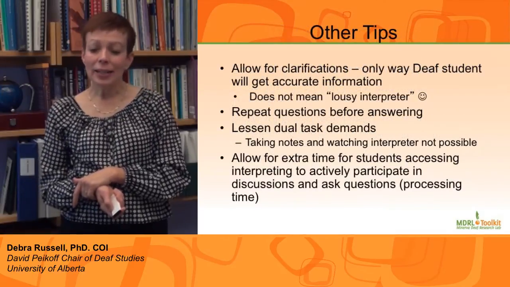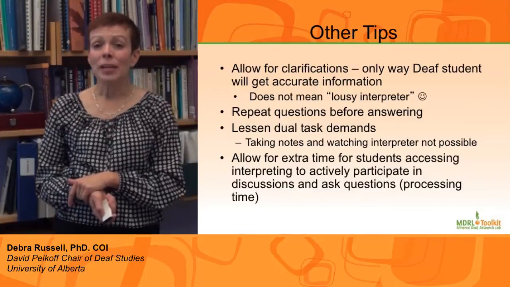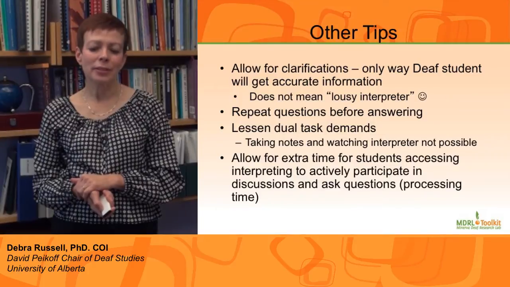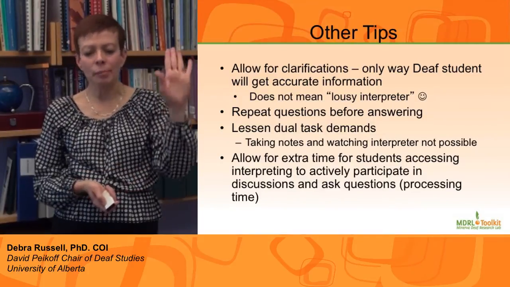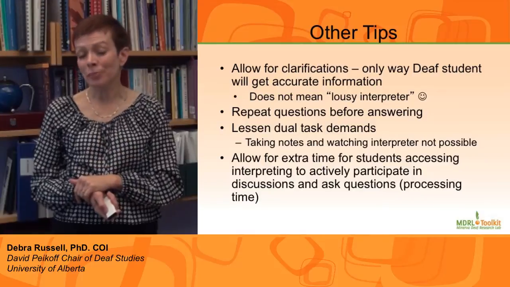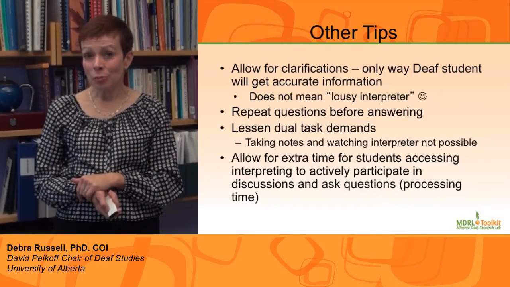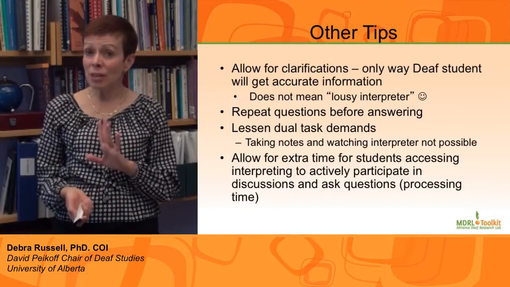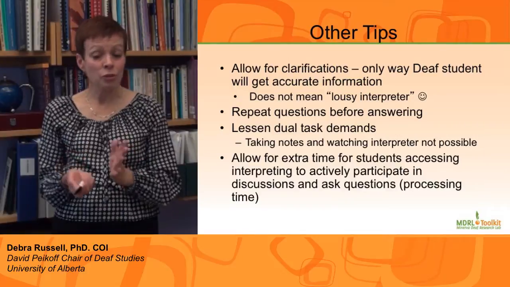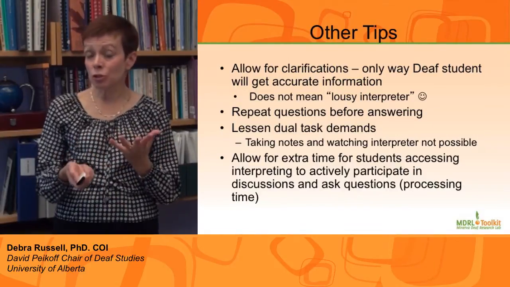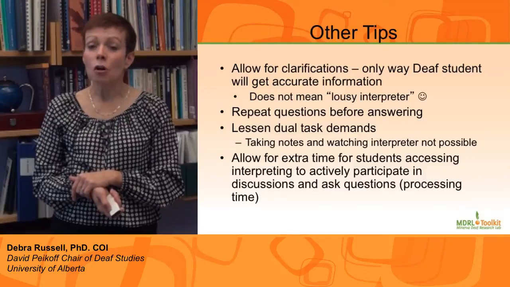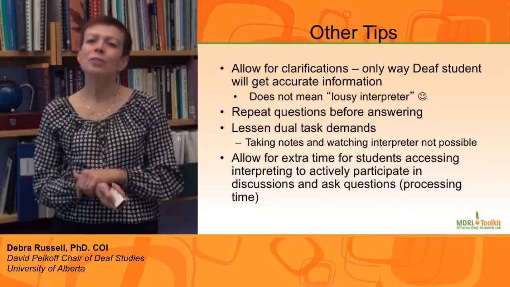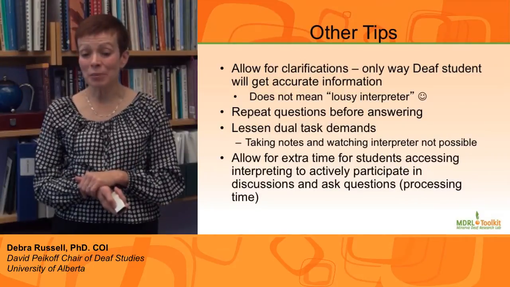Some other tips, allow for clarifications in the classroom. One of the teachers that I interviewed recently said, you know, I don't like having a deaf student in the classroom because they're constantly putting their hand up and asking for repetition. Well, it doesn't mean that you've got a lousy interpreter. You've got an active deaf student who is looking for accurate information. It may be a signal that there's some problems with the interpretation. It may mean there's some problems with the interpreter's cognition and understanding of the content, or it may be that you've got a really active deaf student. But either way, we've got to be able to allow for that if we're going to encourage a deaf student to be an active participant.